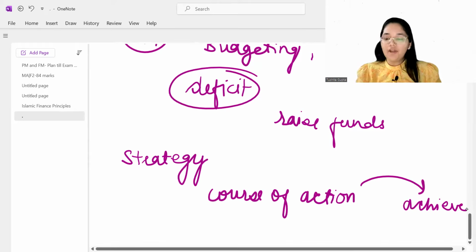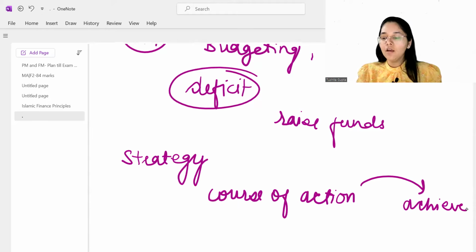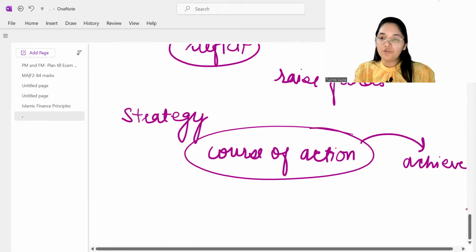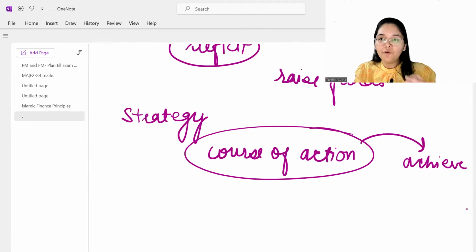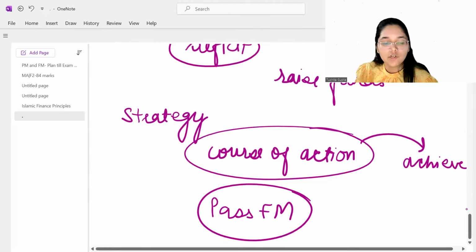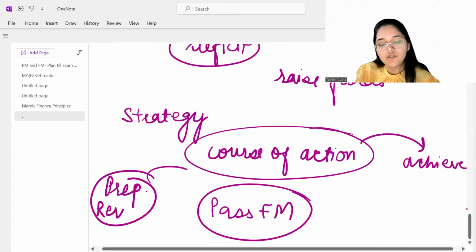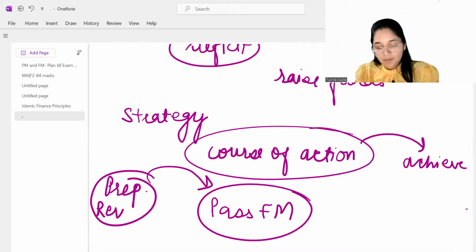So strategy is defined as nothing but a course of action which you take to achieve any short-term or long-term objectives. So this course of action, whatever steps that you decide to do right now, are going to help you achieve what your ultimate objective is. So for example, if you aim to pass your financial management exam, then the preparation, the revision that you are doing with me at the moment is nothing but a course of action which is going to help you achieve this objective of yours, which is to pass financial management.